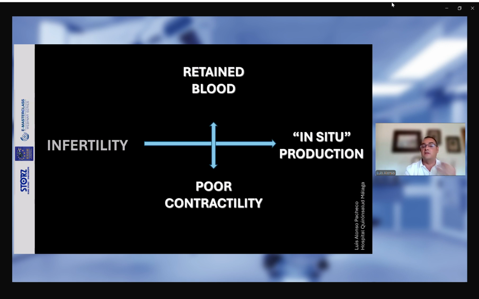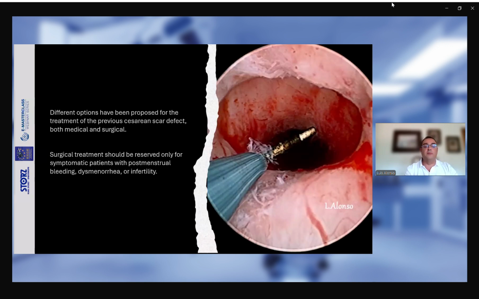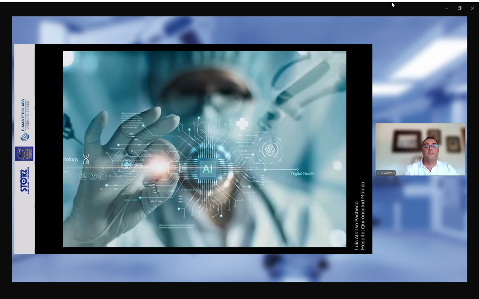For the treatment, and this is for me one of the most important parts, different options have been proposed for the treatment of this condition, both medical and surgical. The medical treatment is very important in patients who have no desire of getting pregnant. But in the treatment of this condition, and this applies to any disease, it is crucial to individualize the case and provide what we call personalized medicine tailored to the patient.